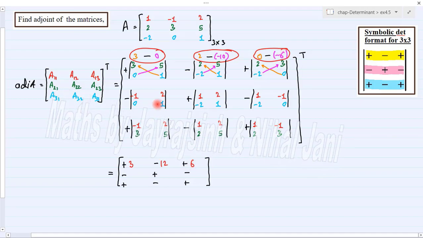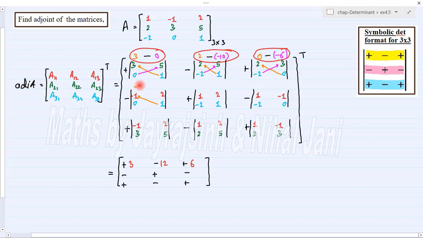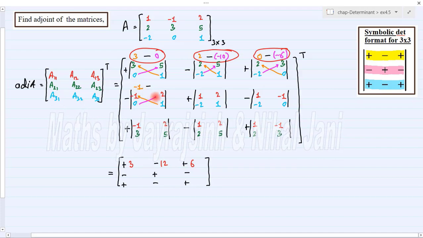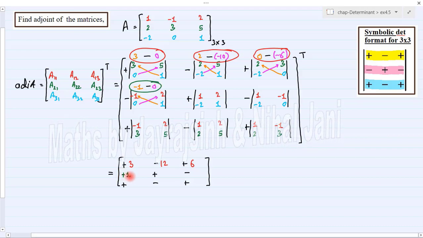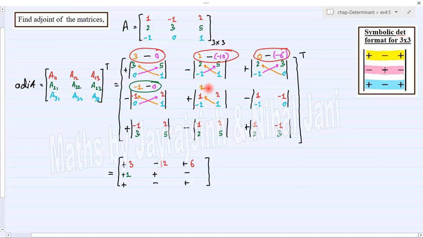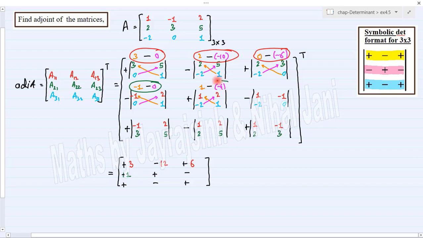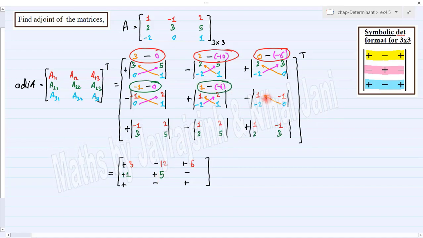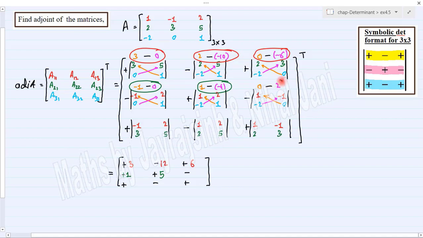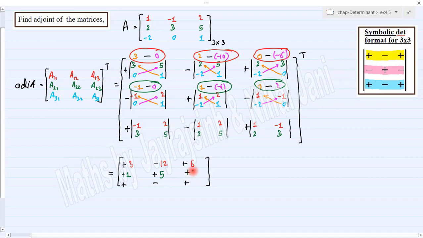Now let's move to the second row. 1 minus 1s are minus 1 minus 0 2s are 0. So here we'll get minus 1, or it will become plus 1. Then 1 1s are 1 minus 2 2s are minus 4. So 1 plus 4 will become your 5. Then 0 1s are 0 minus 2 minus 1s are 2. So this will become minus 2, or we can say plus 2.